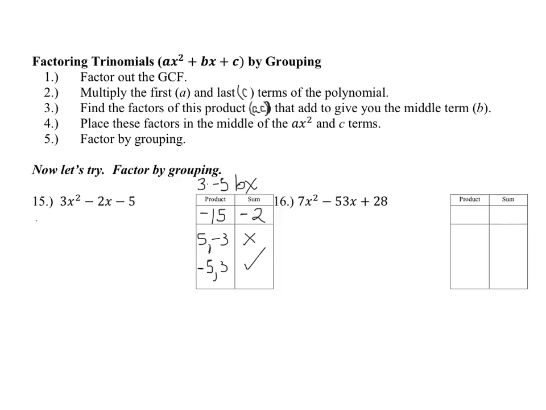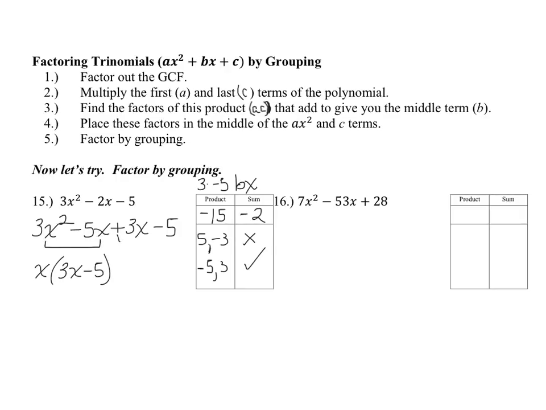So I just rewrite the polynomial now as 3x squared, and I'm breaking up the negative 2x into negative 5x plus 3x, because negative 5x plus 3x is negative 2x, and then I bring down my minus 5. I'm basically trying to break up my trinomial into what it looked like before I combined like terms. Now we just group. The GCF of 3x squared minus 5x is just x, so you pull out the x, and you're left with 3x minus 5.